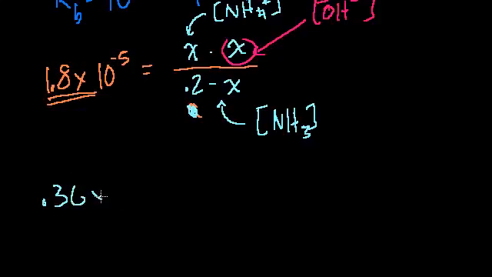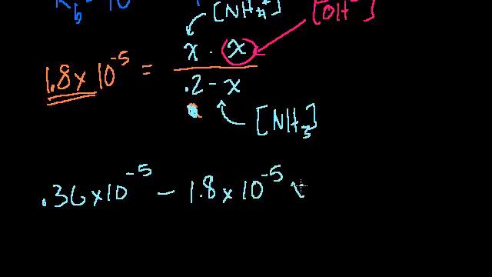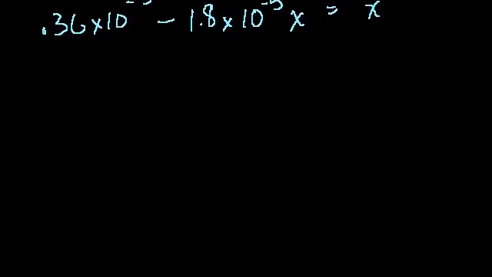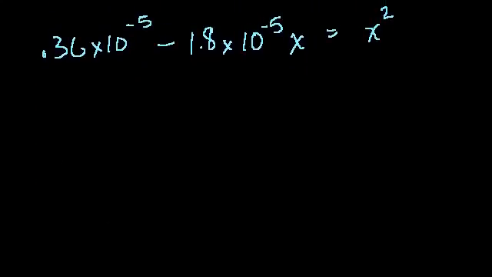0.36 times 10 to the minus 5, right? 2 times 1.8 would be 3.6. This is 0.36 minus 1.8 times 10 to the minus 5 x, right, is equal to x squared. Let's put everything on the same side of the equation. I'm going to move all of these to the right-hand side. So you get 0 is equal to x squared.